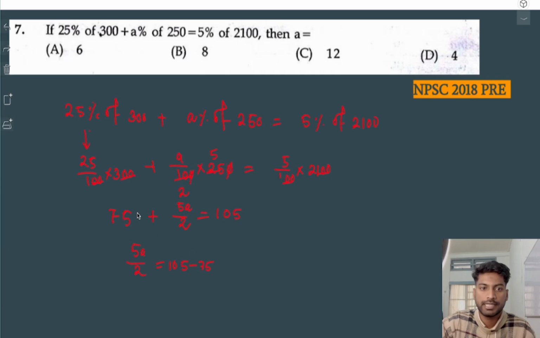Because that 75 will go to that side. Again 5a by 2 equals 30. So 5a equals 60. So a equals 60 by 5, that is 12. I am explaining, that's why the steps are long. In the exam hall you don't have to do this much. If you have good calculation speed, you will know at a glance, it will be 12. Okay, chalo, next question.